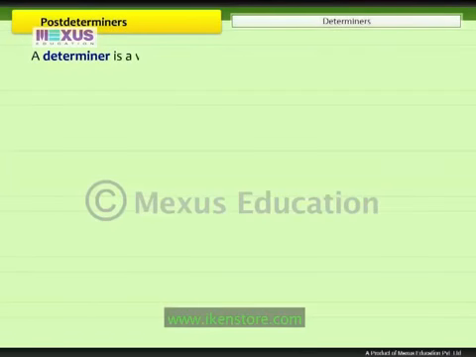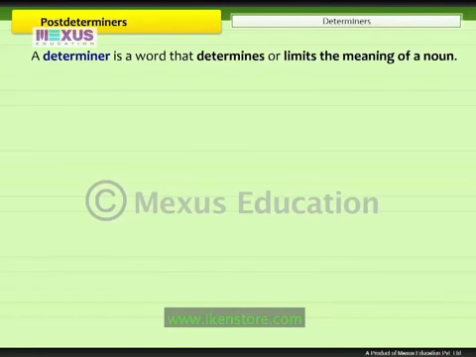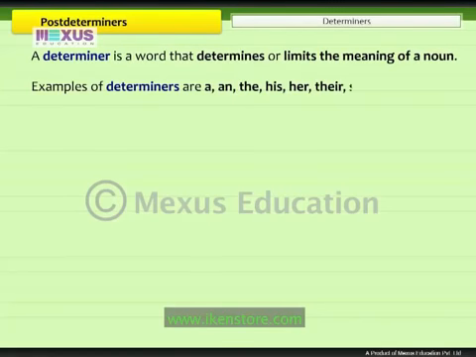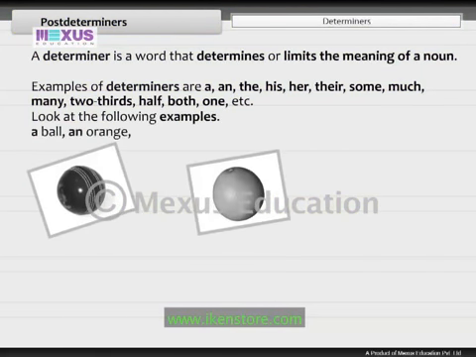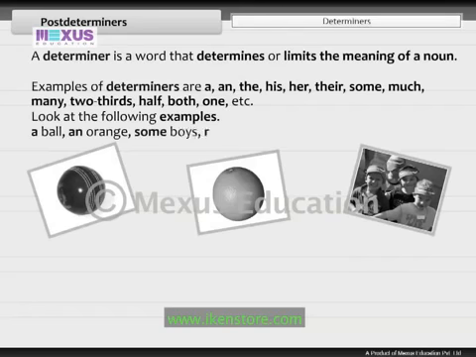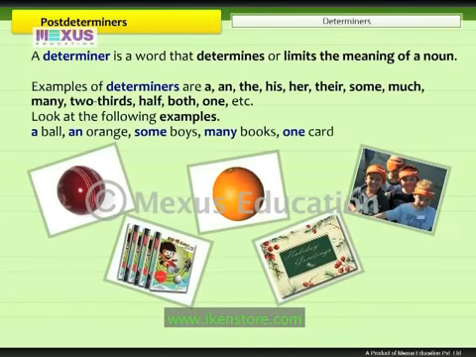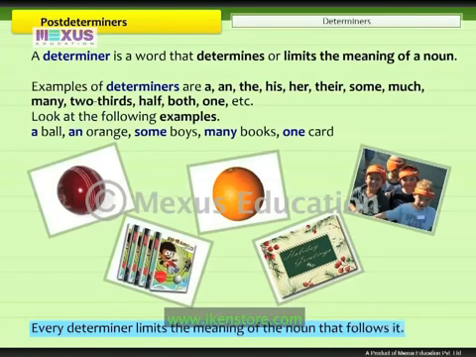A determiner is a word that determines or limits the meaning of a noun. Examples of determiners are a, an, the, his, her, their, some, much, many, two-thirds, half, both, one, etc. Look at the following examples. A ball, an orange, some boys, many books, one card. Every determiner limits the meaning of the noun that follows it.